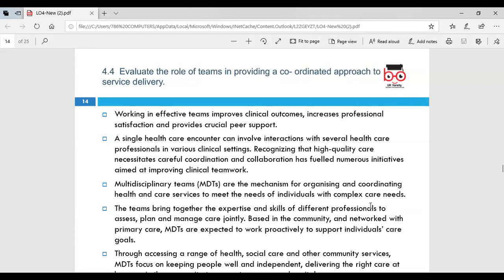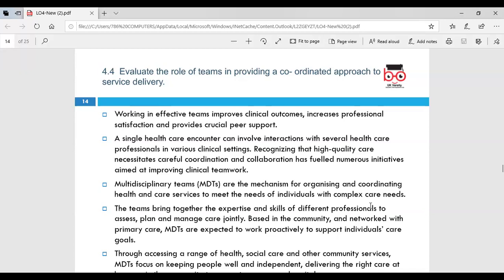A single healthcare encounter can involve interactions with several healthcare professionals, and they could be coming from various settings. This recognizes that high quality care necessitates careful coordination and collaboration that has fueled numerous initiatives aimed at improving clinical teamwork. So you have multidisciplinary teams, which are the mechanism for organizing and coordinating health and care services to meet the needs of individuals with complex care needs.